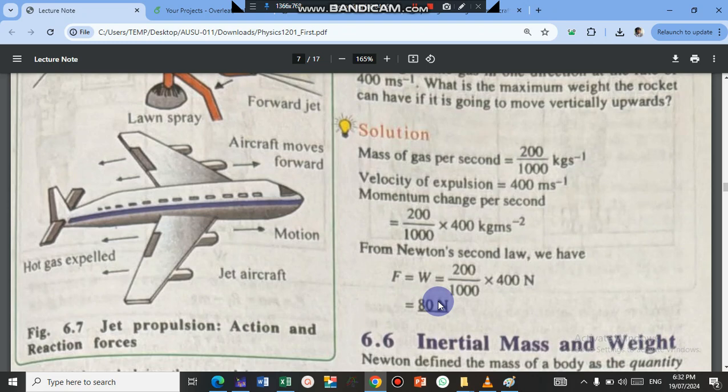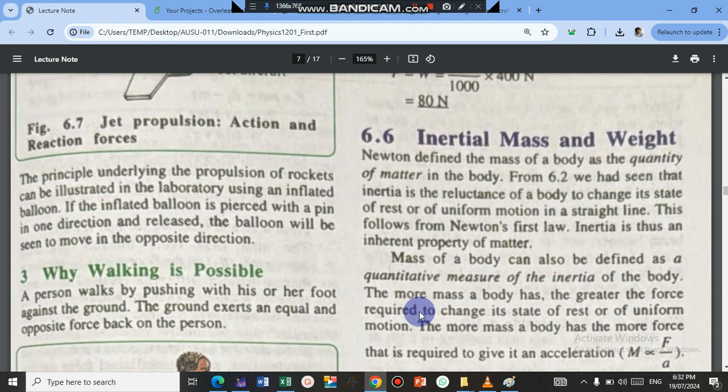Now, inertial mass and weight. Okay, we know that, let me just read. Newton defined the mass of a body as the quantity of matter in the body. The quantity of matter contained in the body, we call it mass.